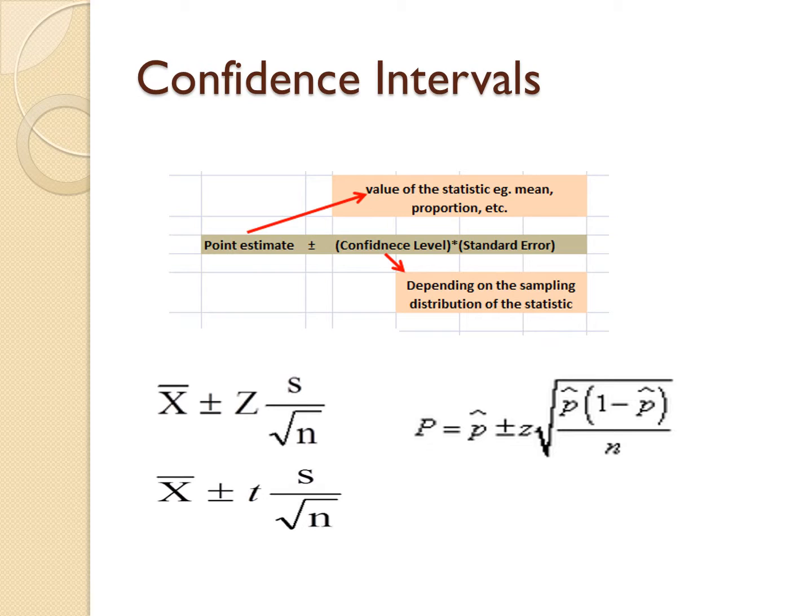Hence, confidence intervals are calculated with the point estimate, which could be a sample mean, or a proportion, etc. It would be bounded by lower and upper boundaries, which would be plus or minus a confidence level times a standard error. The confidence level varies depending on the sampling distribution of the statistic. So for means that are normally distributed, we could use the z-distribution. For unknown variances, we could use the t-distribution. And for proportions, we could also use the z-distribution to calculate the confidence intervals.